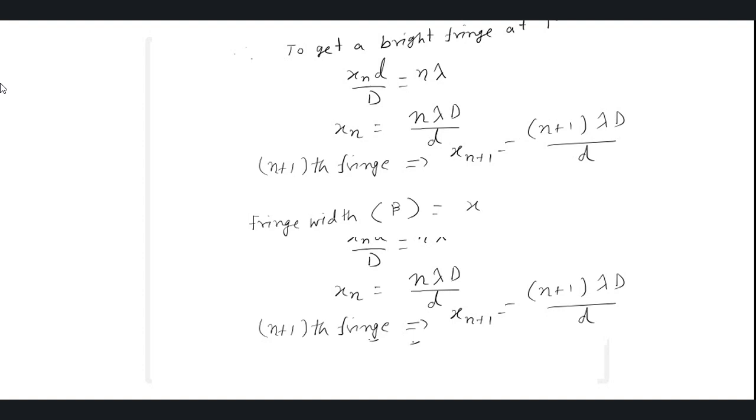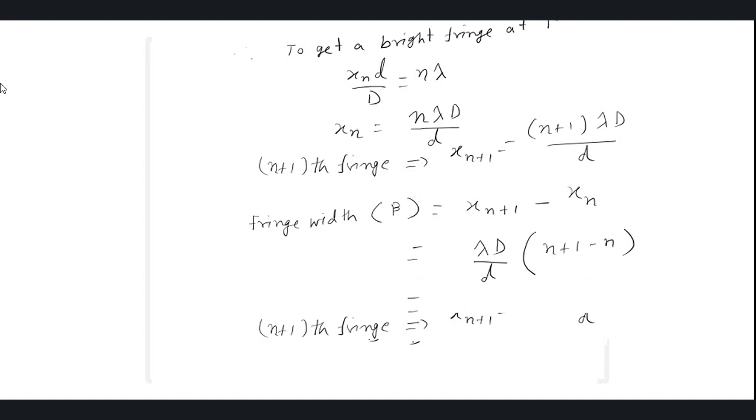Now if we subtract xn from xn plus 1, that is, if we subtract the position of the nth bright fringe on the screen from the position of the n plus 1th bright fringe on the screen, we will get the fringe width. So if we put the values, we will see the fringe width, which is denoted by beta, will come as xn plus 1 minus xn. It will only come as lambda capital D by small d.